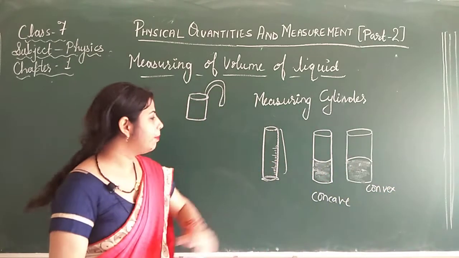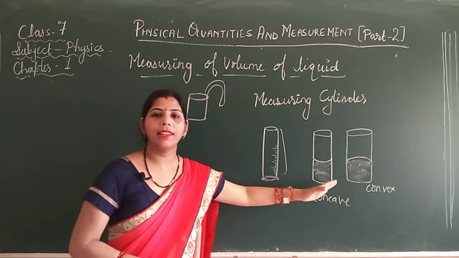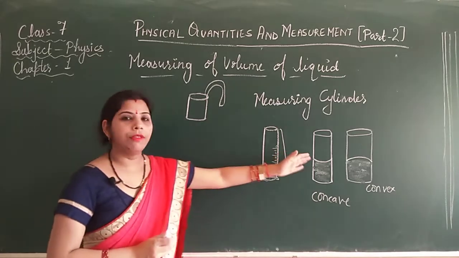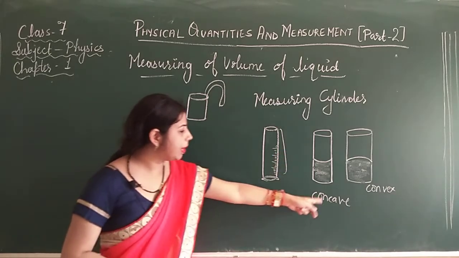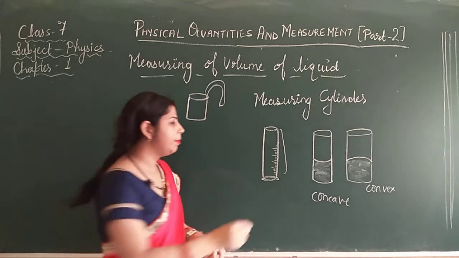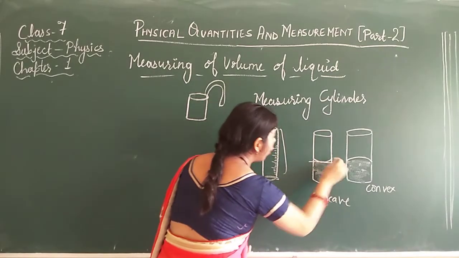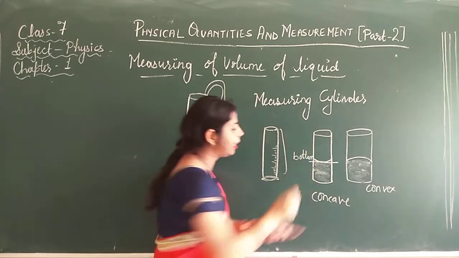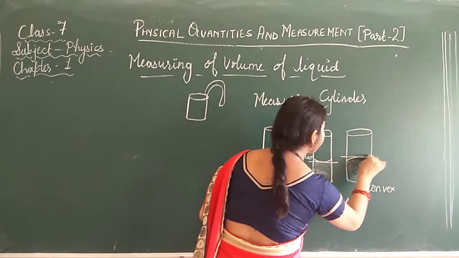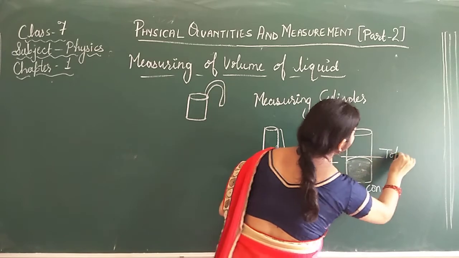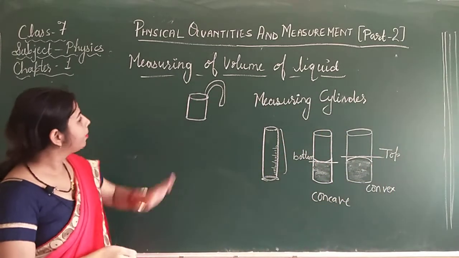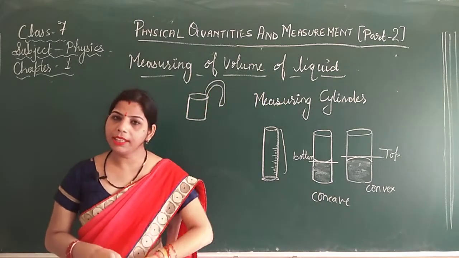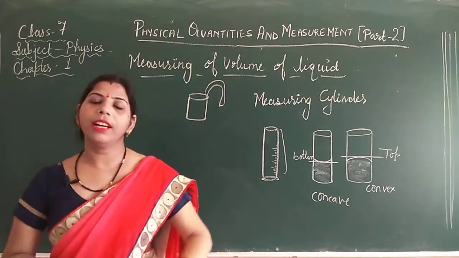So how can we measure this meniscus? To avoid the parallax error, we measure it like this. If the shape is concave, we will measure it from the bottom of the shape, and if it is convex, we will measure it from the top. Okay, so this is about the measuring of volume of liquid. Now let us start another topic.